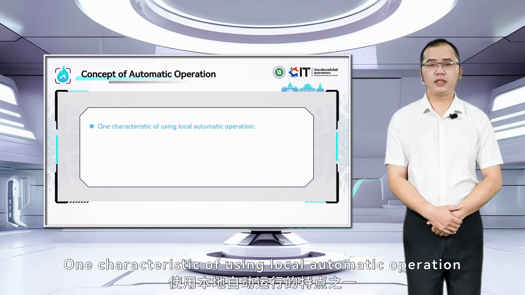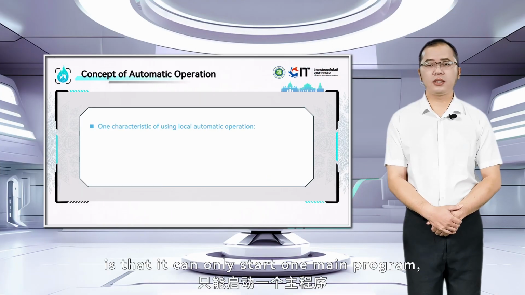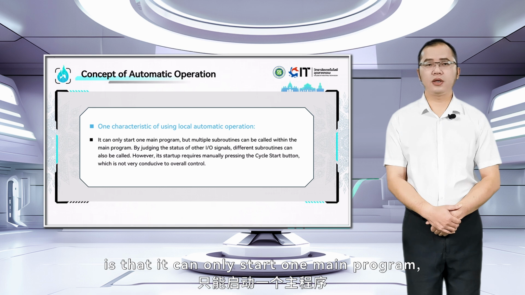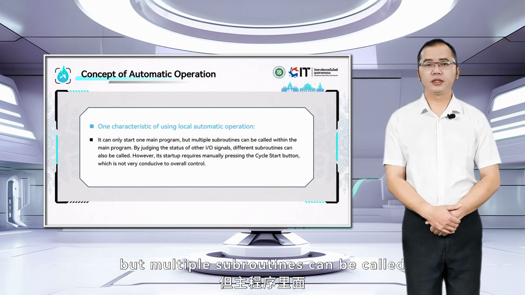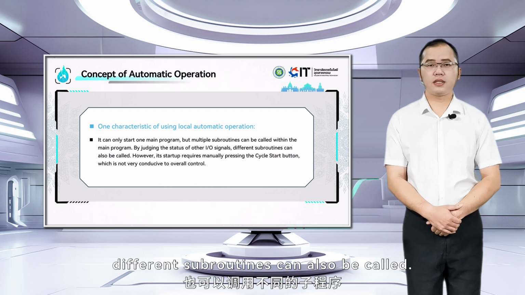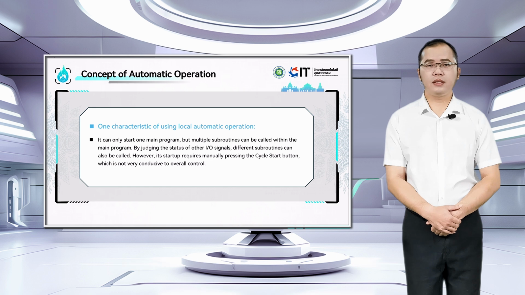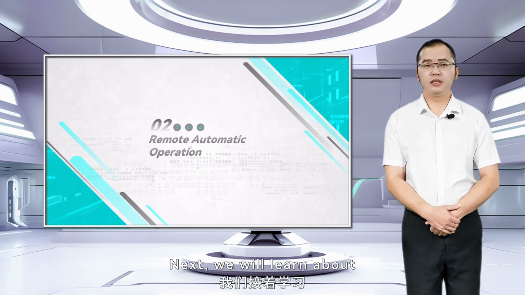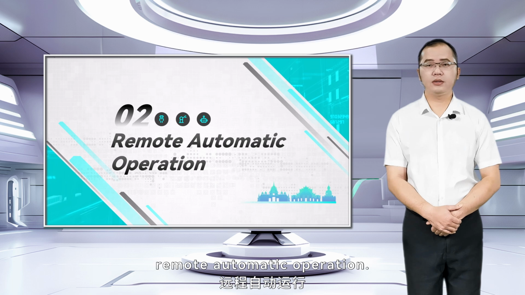One characteristic of using local automatic operation is that it can only start one main program, but multiple subroutines can be called within the main program. By judging the status of other I/O signals, different subroutines can also be called. However, its startup requires manually pressing the cycle start button, which is not very conducive to overall control. Next, we will learn about remote automatic operation.